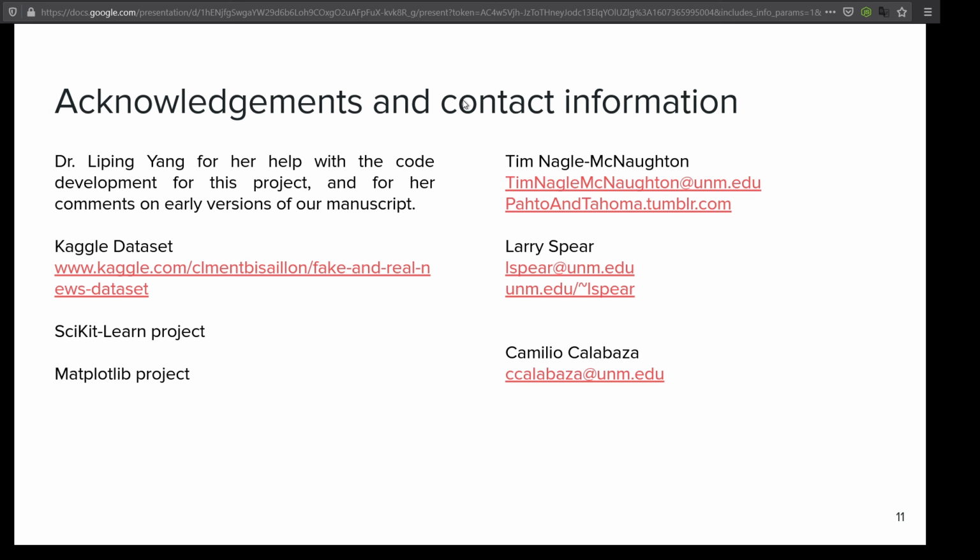We'd like to thank our professor for this project, Dr. Yang, for her help with the code and preparing all the documentation and manuscript, and the Kaggle dataset that we used. All of our work relied on scikit-learn, so that was a huge help. And we used matplotlib to generate all our figures, so a big thanks to them.